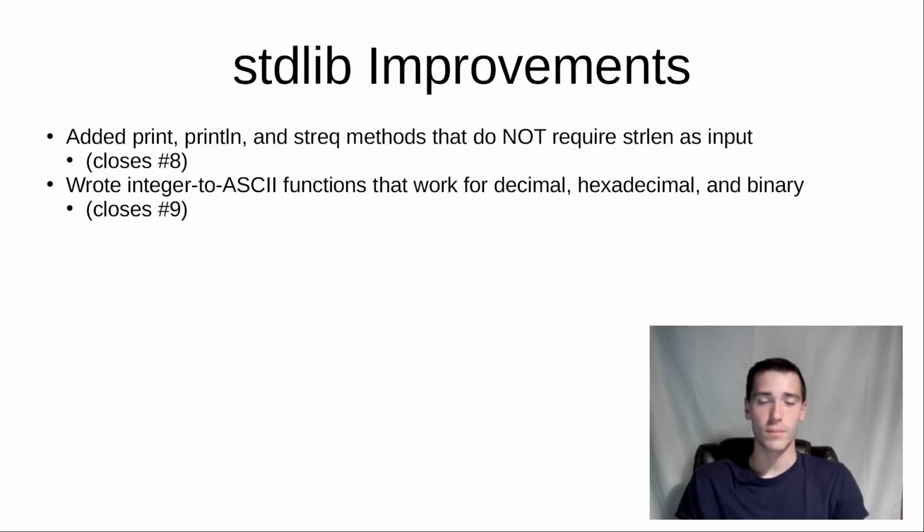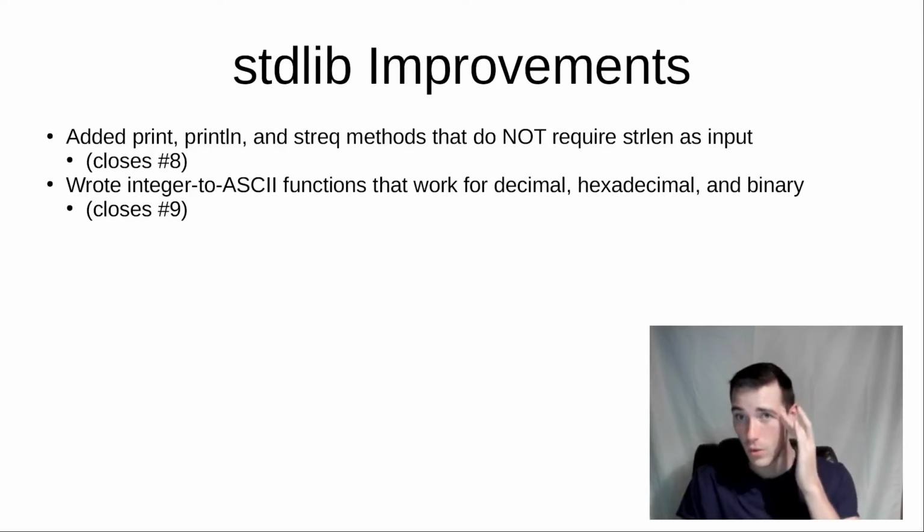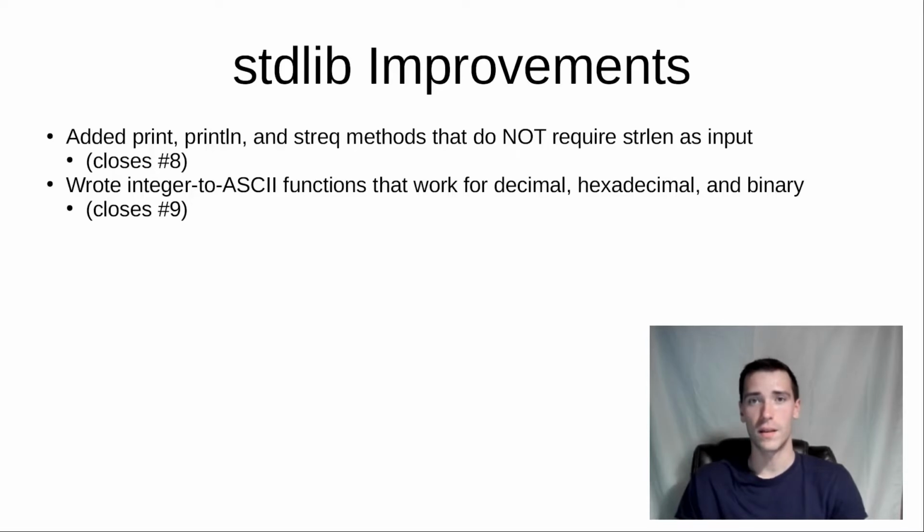The print line, and string equal methods required the string length as an input previously. I thought that was like a secure thing to do, I guess. And I guess it is in some ways, but now I added methods that don't require that. So there is the risk of an infinite loop happening, but for now, it's a lot easier than typing in the exact length every time.